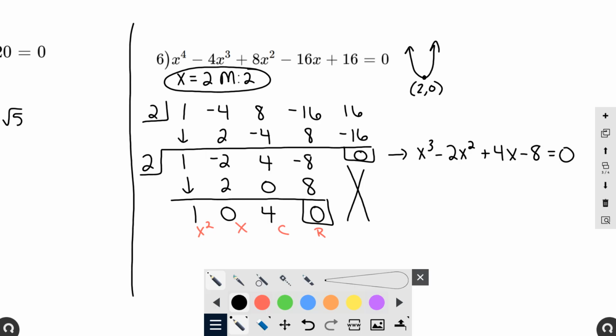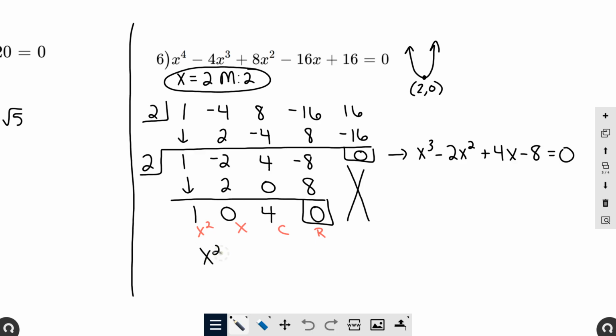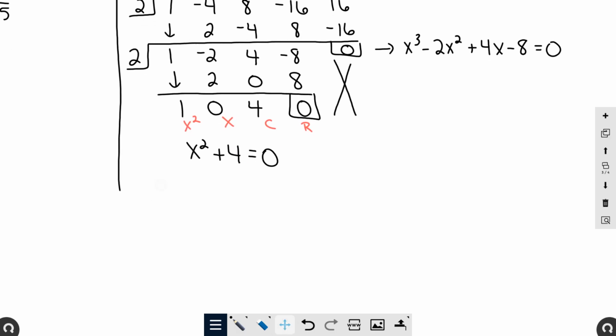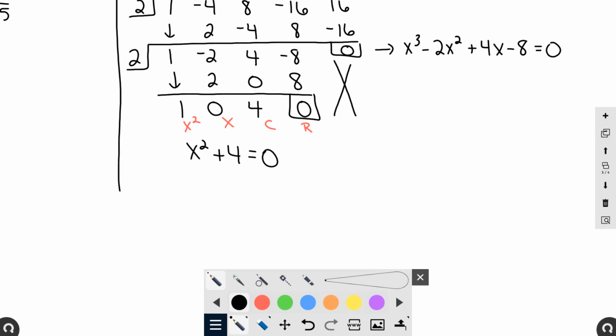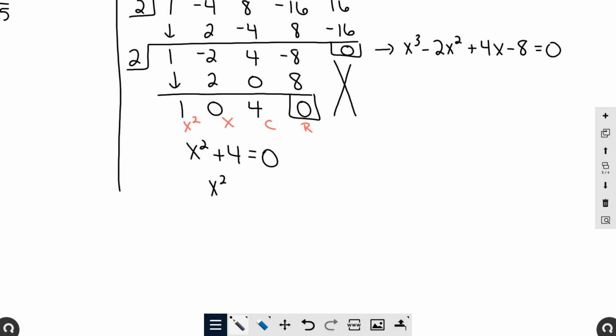Now let's rewrite this as an equation. It would be, good, x squared plus 4 equals 0. And then solve that equation. So what would you do to solve? Subtract the 4 and then square root it. X would equal plus or minus 2i.